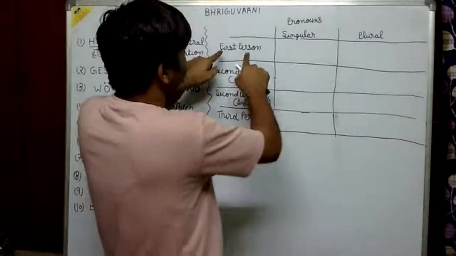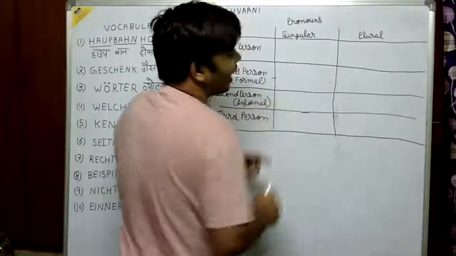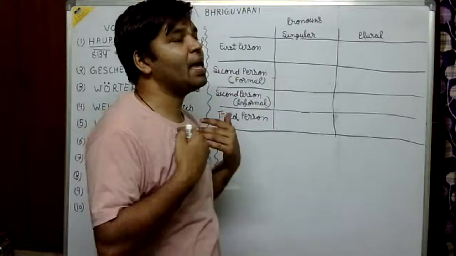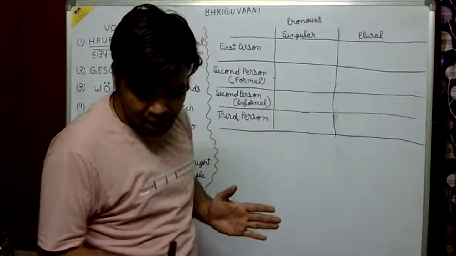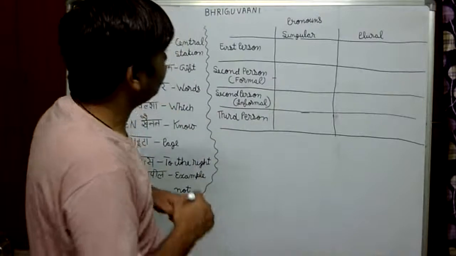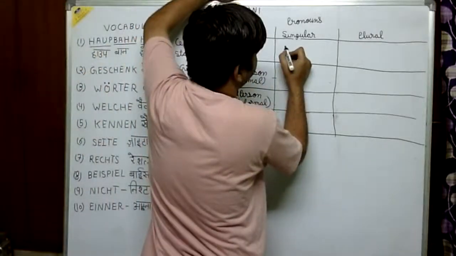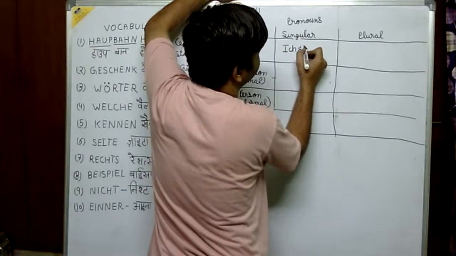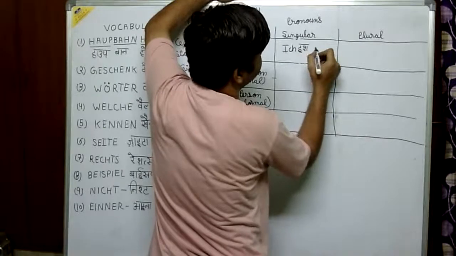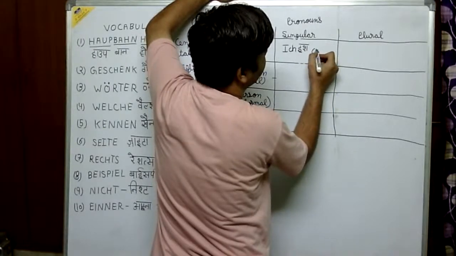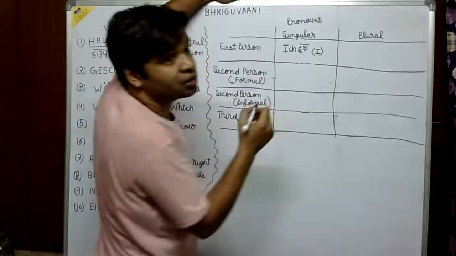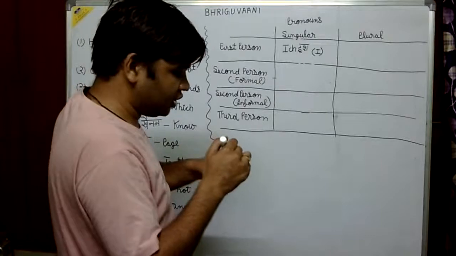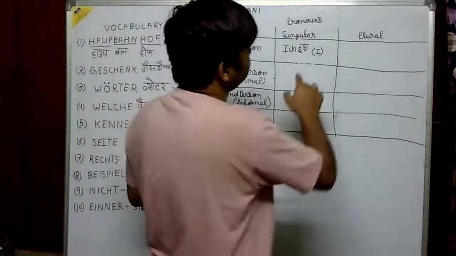See, if the first person is singular, like man, man. What is first person? Man, hum. Okay, so we say ich. What is this ich? This is I.